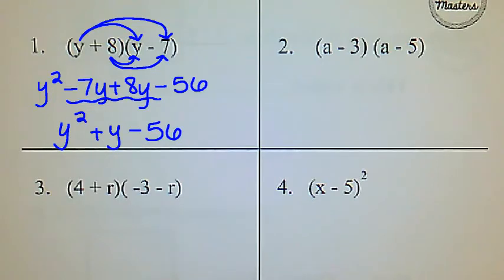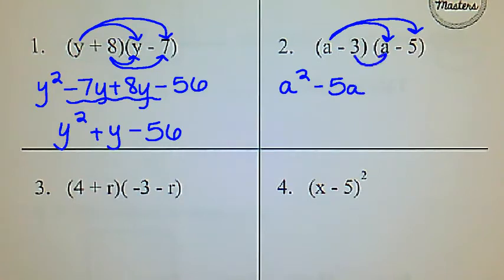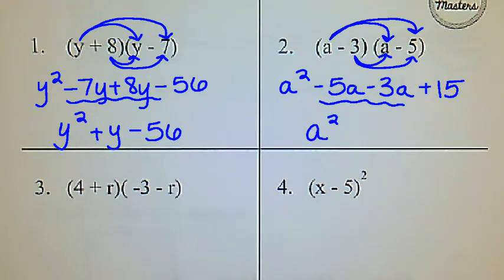Okay, number 2. First, outer, inner, last. Okay, combine like terms. So a squared minus 15a plus 15.